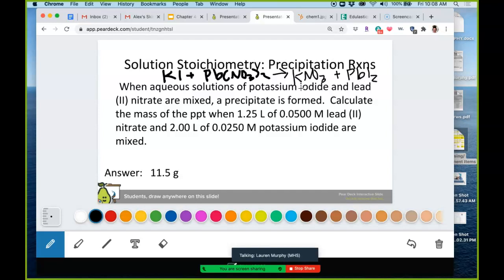So potassium is +1, nitrate is -1. So they go together nicely. Lead is +2, iodide is -1. So I needed 2 of the iodides, and then we balance like this.